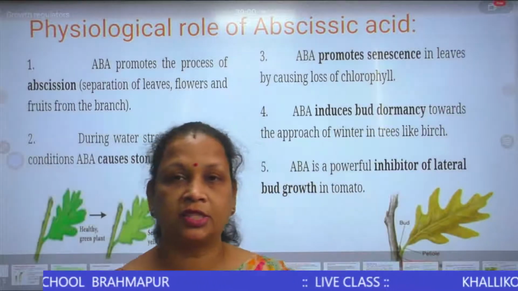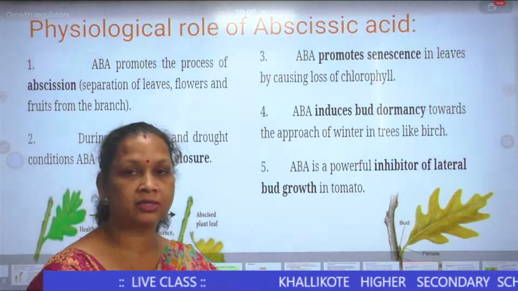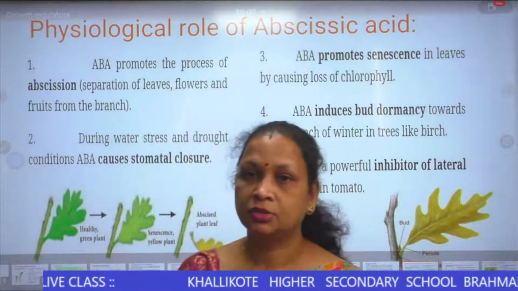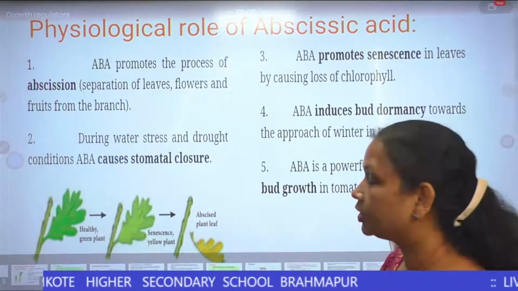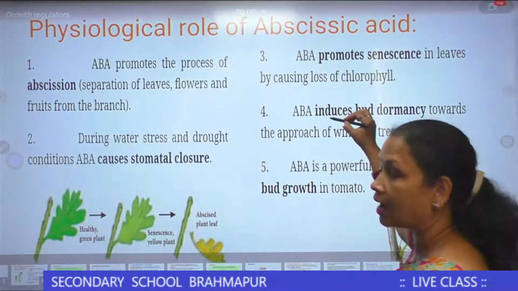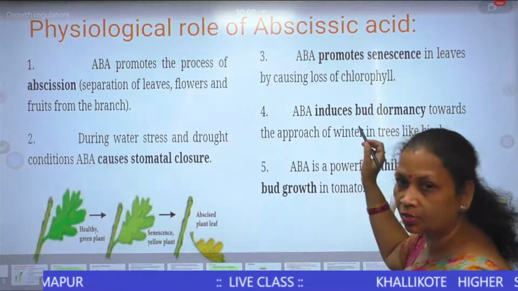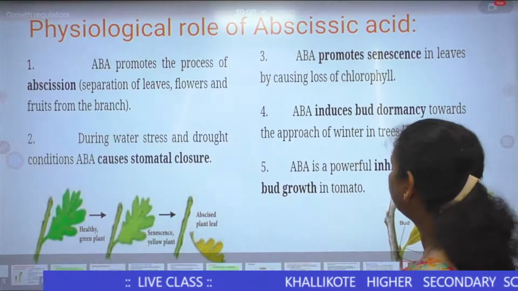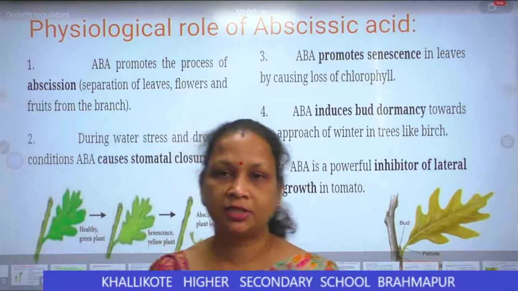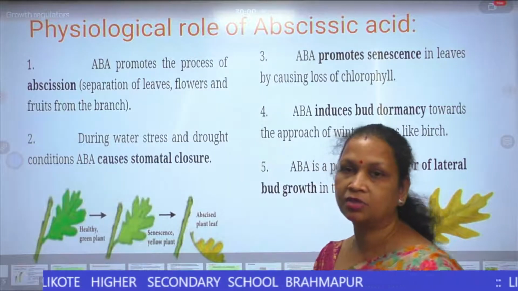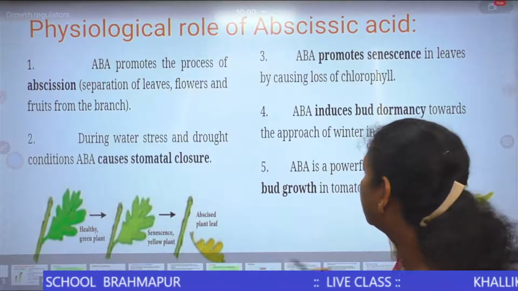Abscisic acid, like ethylene, also promotes senescence by causing the loss of chlorophyll, and abscisic acid induces bud dormancy. During winter when the temperature is very low, the buds in the plants have to be protected so that they remain in a dormant condition to overcome the low temperature. So, abscisic acid is synthesized in a larger quantity, and then it induces bud dormancy.